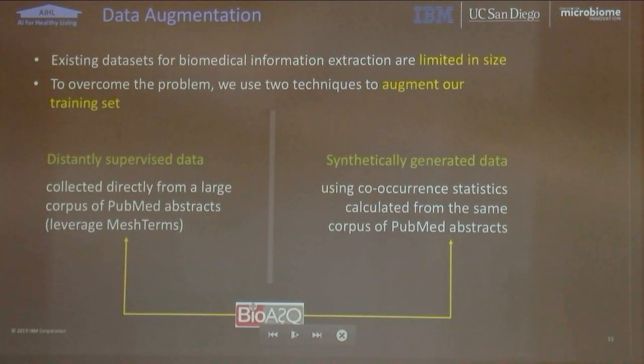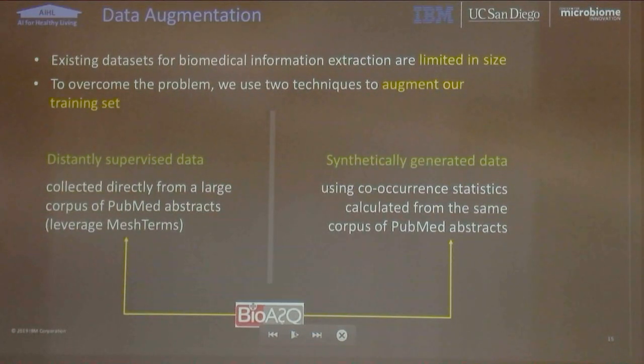So as I said before, and it seems to be a theme throughout this conference, within this domain of scientific literature and biomedical science, there's not a lot of training data. It's very hard to label these data sets because it requires domain expertise, so it becomes more expensive than general domain data sets. So what we do is augment our data set with external knowledge. We essentially get two different sources of external data, both coming from the same data set.